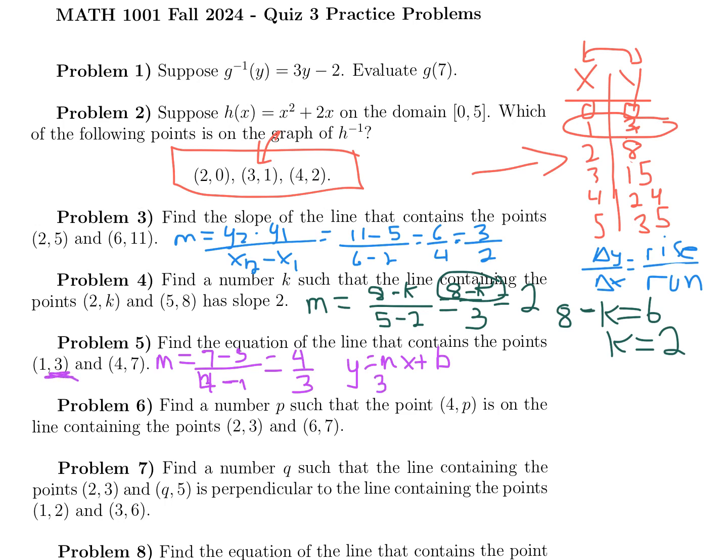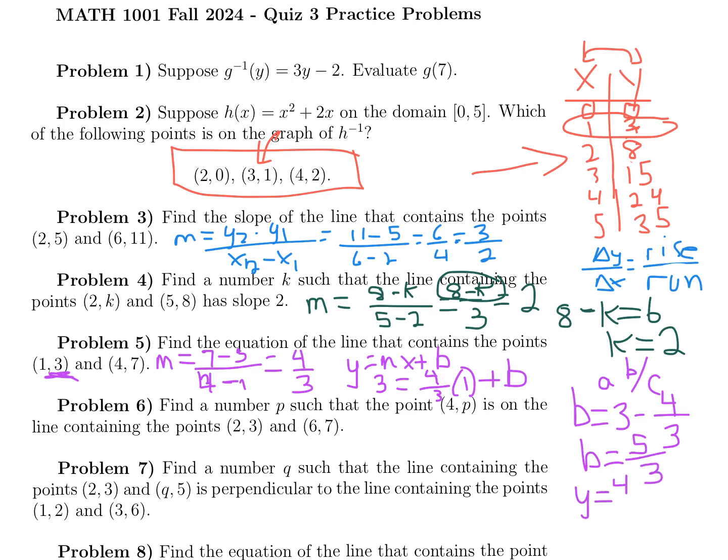So when y is 3, x is 1. And because everybody has a fractions calculator now, with the A B/C button on it, you can easily put that into the calculator. b is just going to be 3 minus 4/3 here, because we have to take the 4/3 over to the other side and subtract, and your fraction button will do that for you, and it will tell you that your answer is 5/3. And so we can write our equation as y equals 4/3 x plus 5/3.